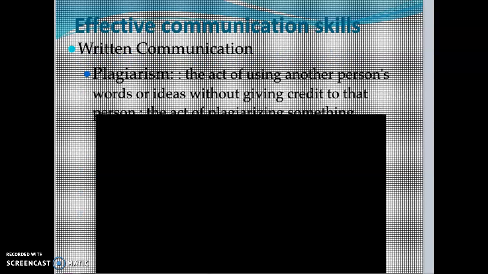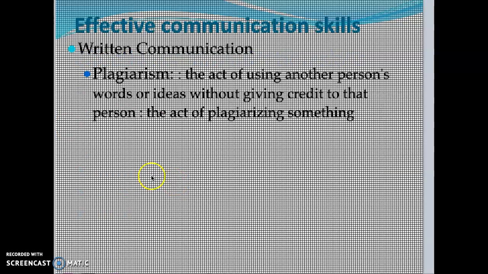All right. Make sure you don't plagiarize too. I think that's really important. Plagiarism, of course, is an act of using someone else's words without their written consent or permission.